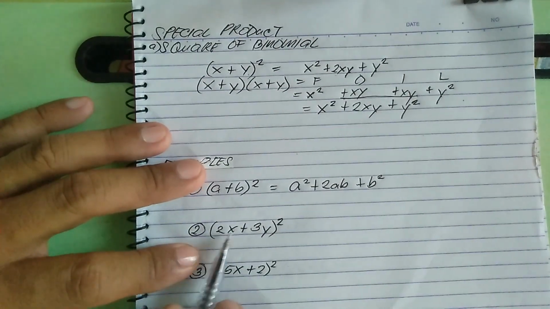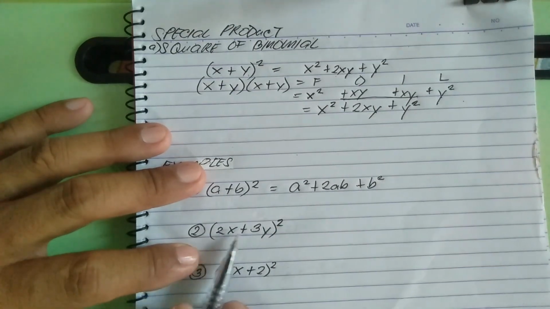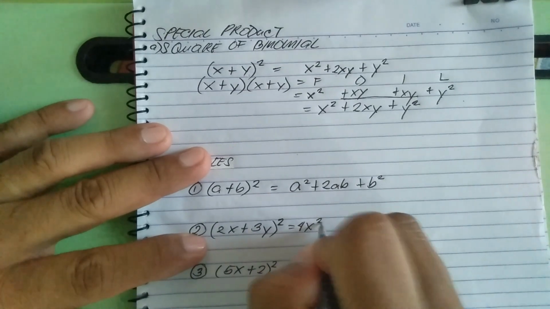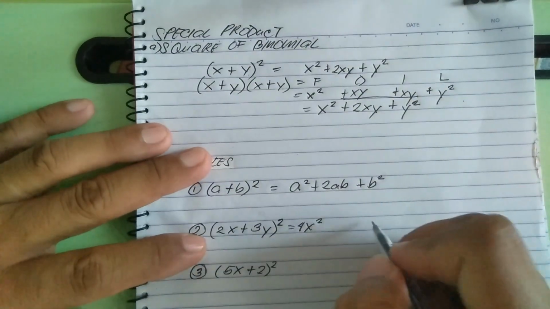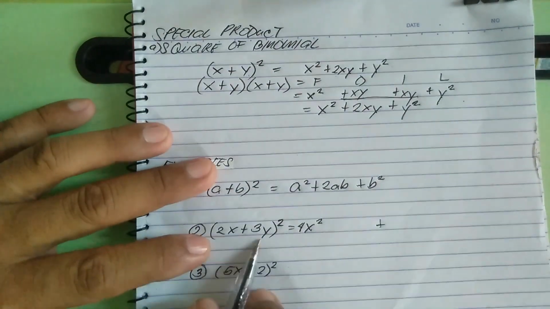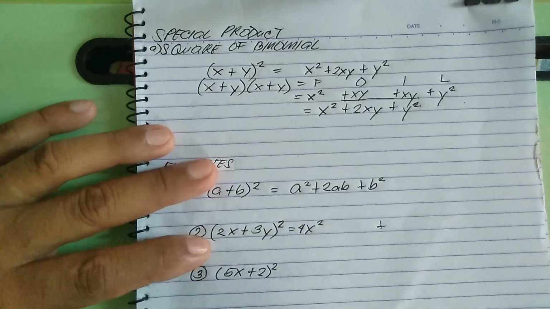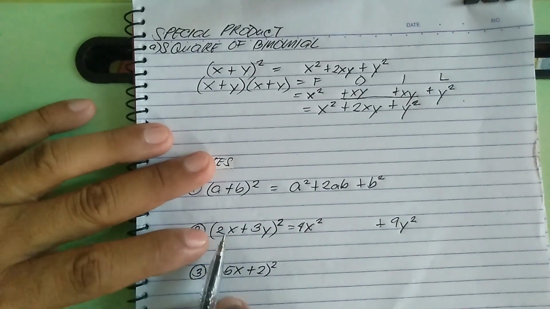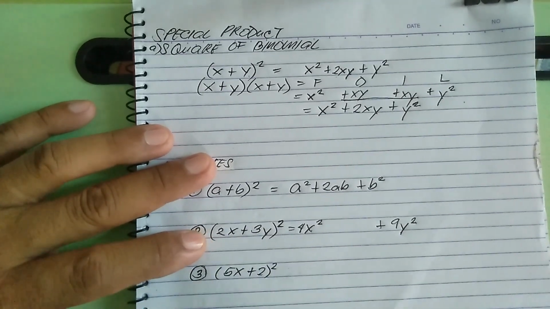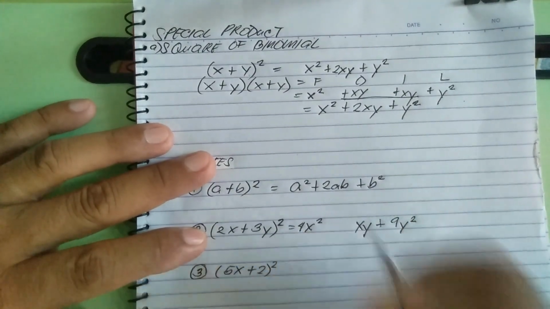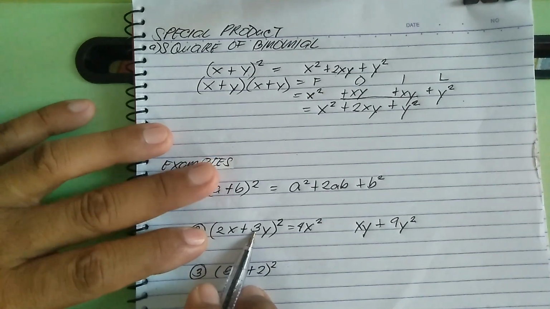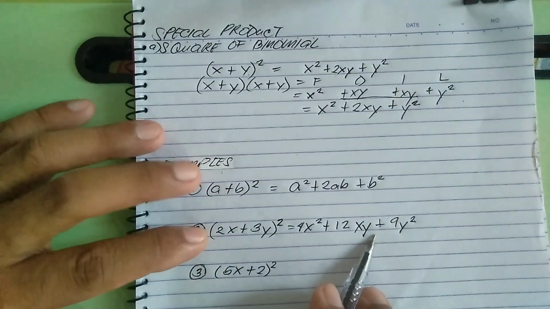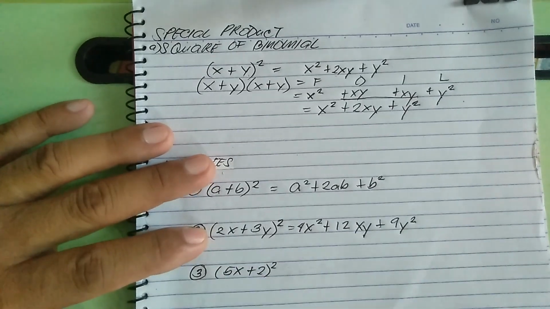How about the second one? 2x plus 3y squared. Again, we're going to square the first term. We have 4x squared. Bakit? 2x times 2x. Mag-leave ng konting space plus, positive dapat yan. Okay? 3y squared. Square the last term. We have 9y squared. And then the middle term. We have 2x times 3y times 2. So, sigurado na yung xy. Isulat na natin yung xy, ha? 2 times 3 times 2. 2 times 3 is 6 times 2 is 12. So, therefore, plus 12xy, 9y squared. Yan po ang ating kasagutan.